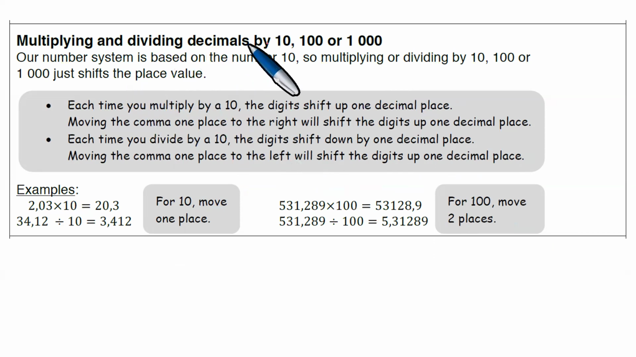Multiplying and dividing decimals by 10, 100, or 1,000. Our system is based on the number 10, so multiplying or dividing by 10, 100, or 1,000 just shifts the place value.